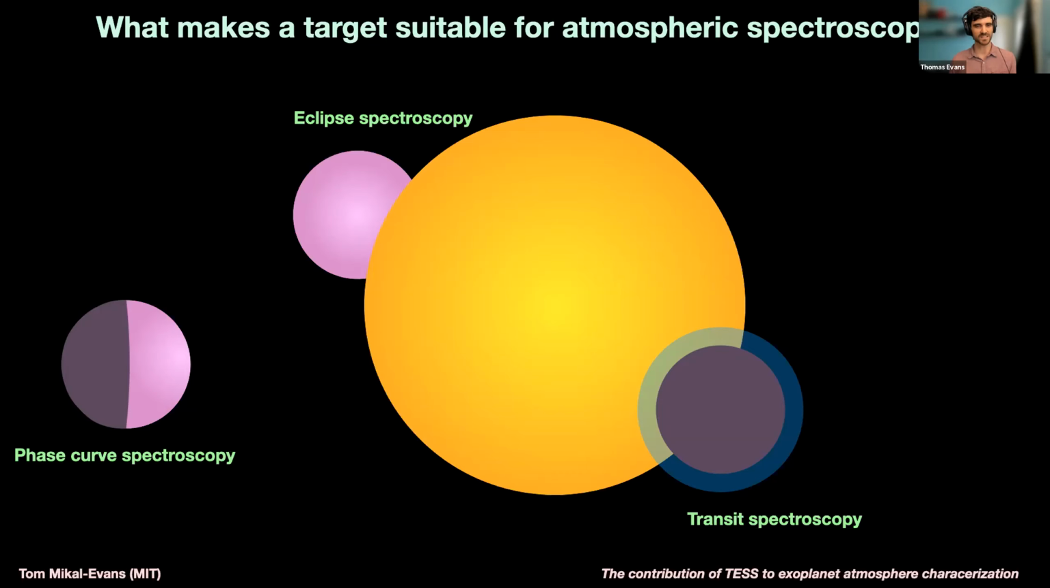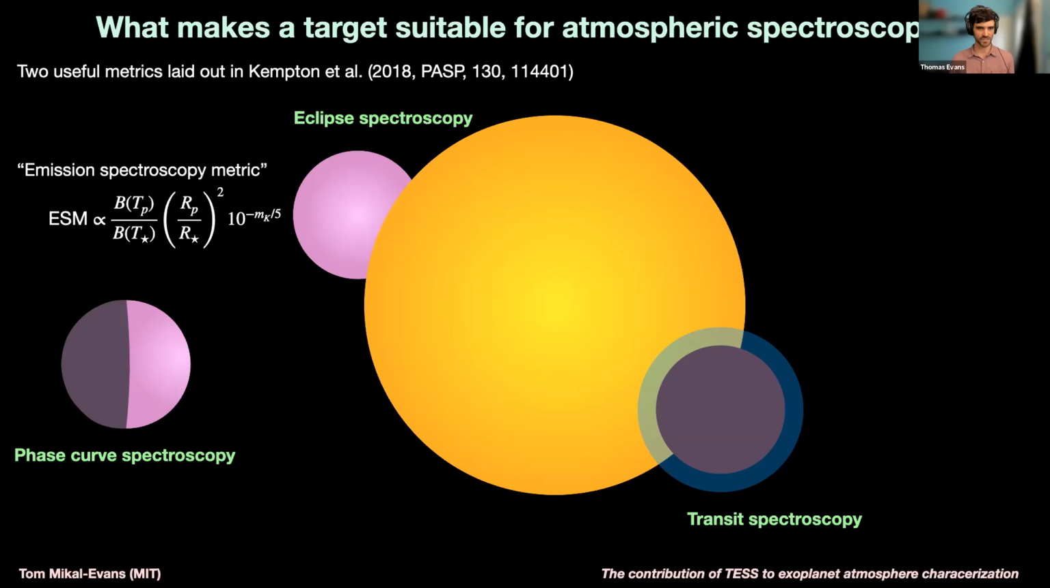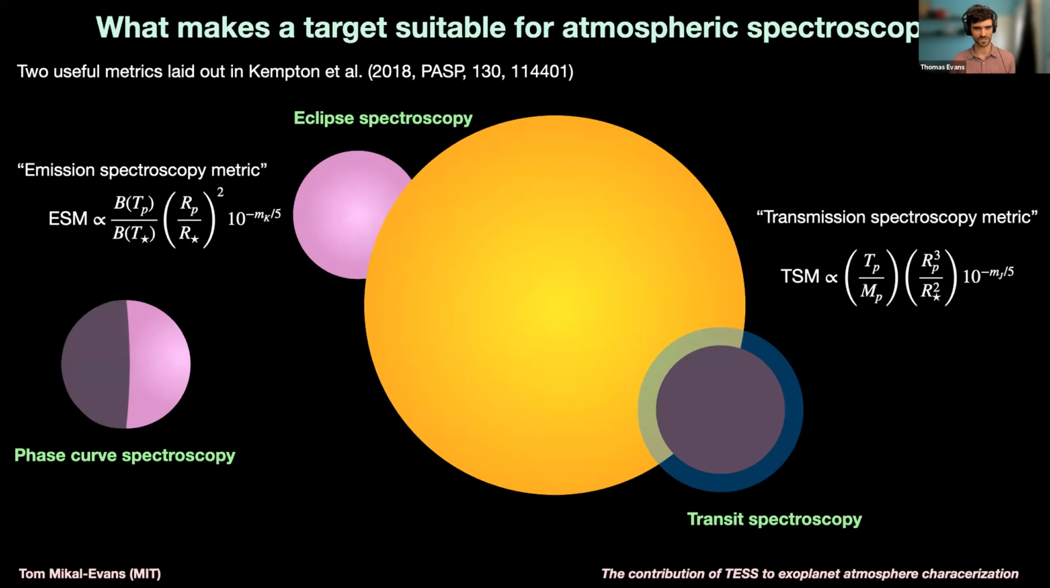But what is it that makes TESS planets so good for atmospheric spectroscopy? For this purpose, there are two useful metrics laid out in Kempton et al. 2018 that indicate how the detection significance of an atmospheric signal should vary with system properties: the emission spectroscopy metric and the transmission spectroscopy metric, or ESM and TSM for short. Without going into each term in detail, the ESM essentially quantifies the ratio of the planet's emission to the stellar emission using black bodies to approximate each, while the TSM quantifies the transit depth and puffiness of the atmosphere, more or less.